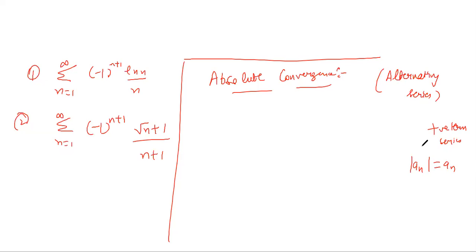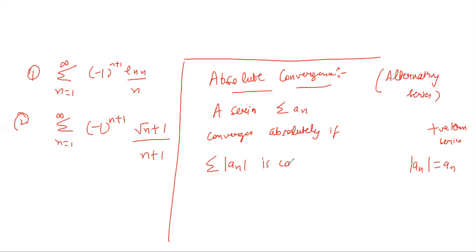So let me first give you the statement of the definition of absolute convergence, then you will understand the meaning of it. So this says a series summation an converges absolutely if summation mod an is convergent. So this is a general definition applicable to any type of series.